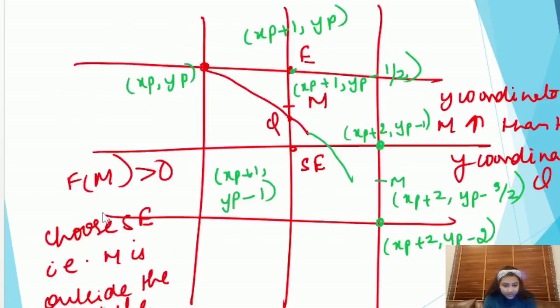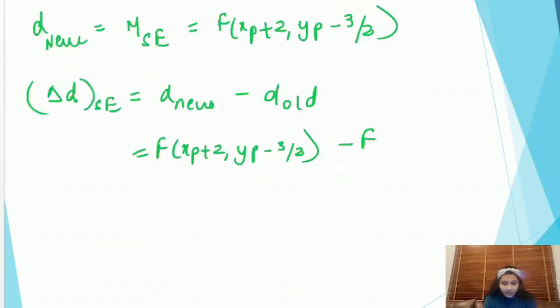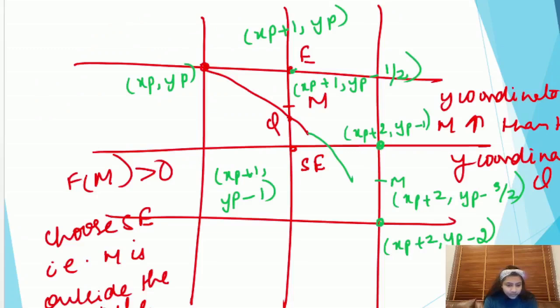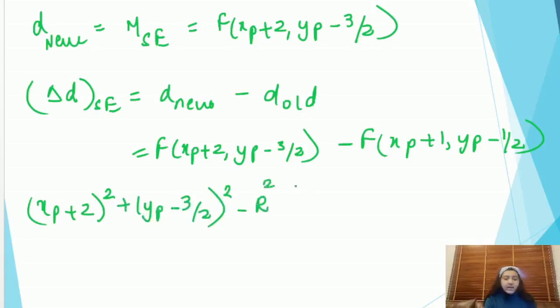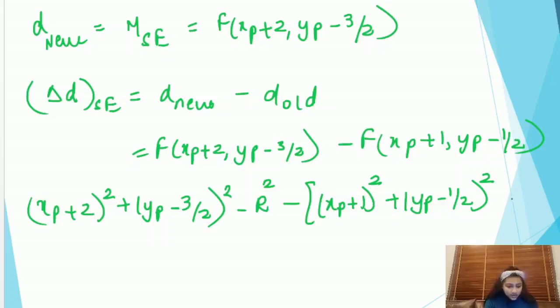We can see in this diagram also the coordinates of this midpoint. This is d old, so this is xp plus 1, yp minus half. So now let's calculate the values. xp plus 2 whole square plus yp minus 3 by 2 whole square minus r square, minus xp plus 1 whole square plus yp minus half whole square minus r square.